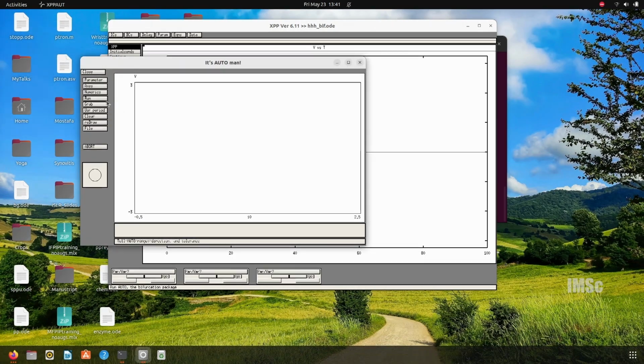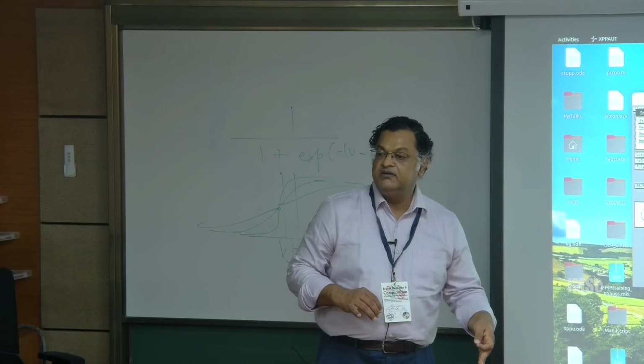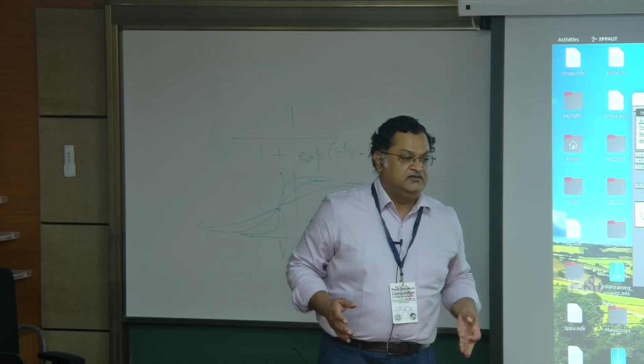Okay, and then let me start. So here's the run part of it. I'm going to run it, and I'm going to pull steady states. I started with a steady state at 0. So this is asking, if you were to change the current from 0 to a little bit more, what happens to the steady state?